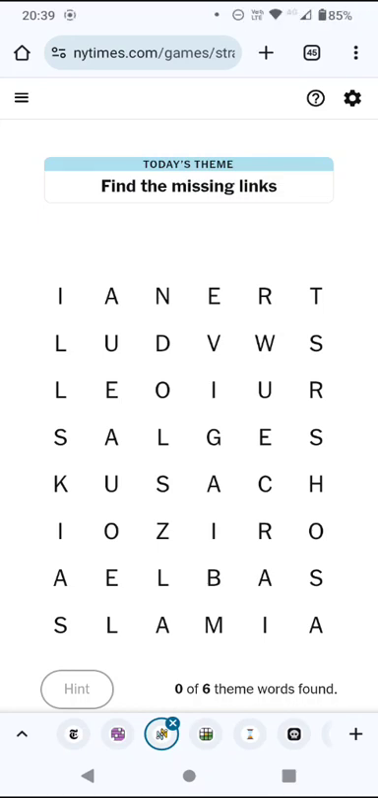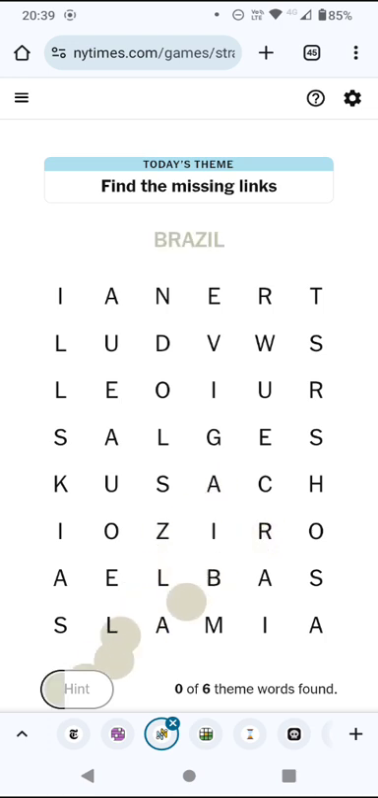The idea here is to make words by going from one letter to an adjacent letter, including diagonally, and today we're making words that fit the theme, find for missing links. That's always a bit of an abstract clue. Once we get some words, we'll have a better idea what it's referring to. So let's find some words.